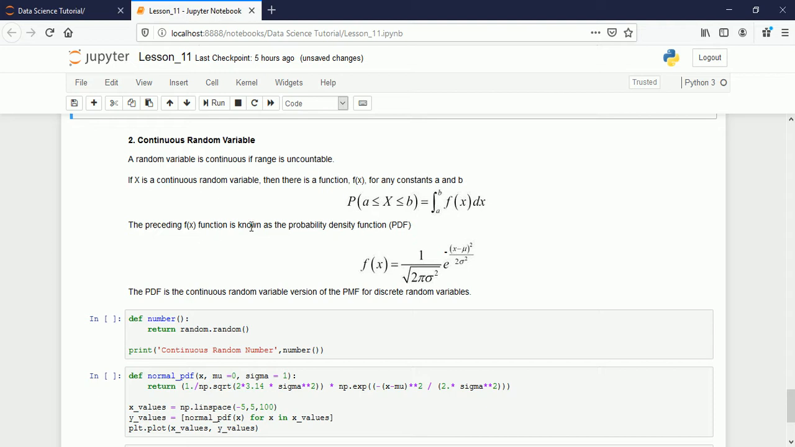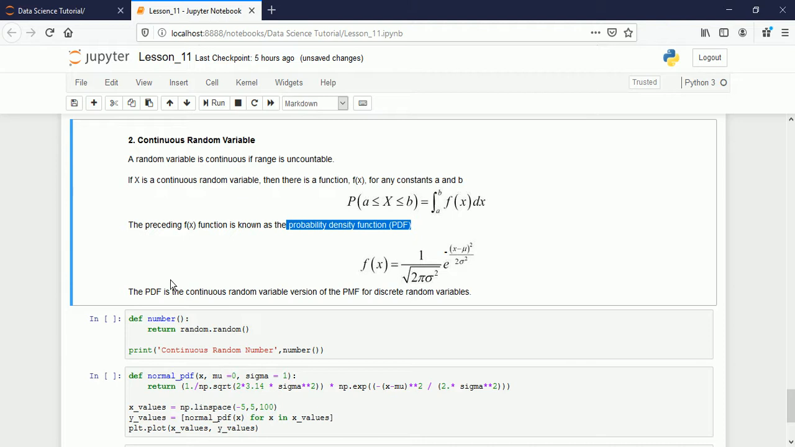This f(x) function is also called the probability density function, PDF, and that PDF is the same as the PMF in discrete numbers, if you remember. So f(x) is equal to 1 by, this is the formula, friends, for continuous values.